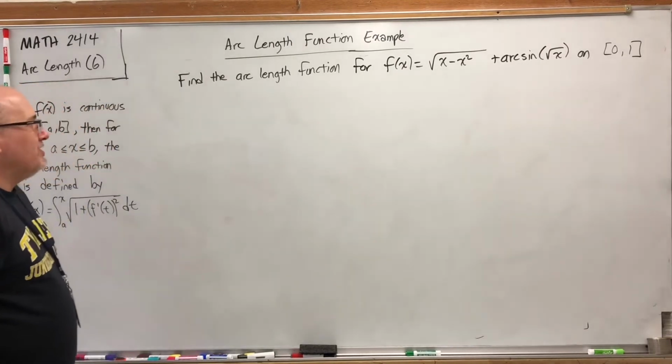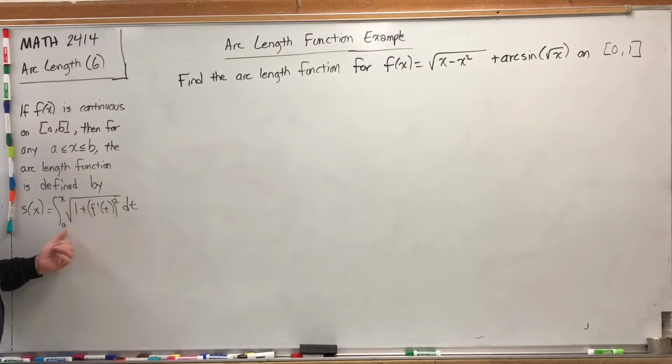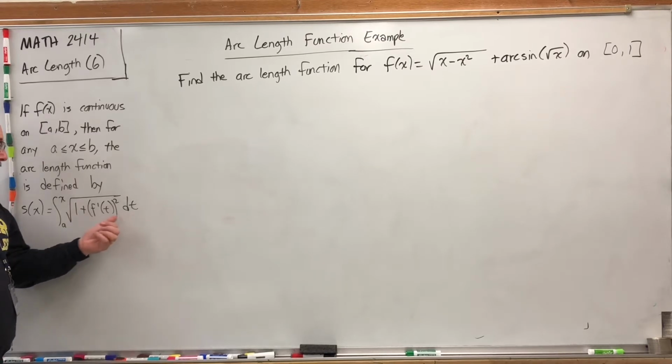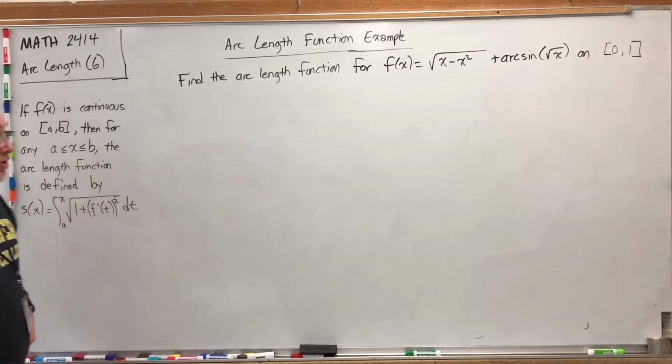All right, recall that to build an arc length function for a given function, we set up this integral from the beginning value to x of the square root of 1 plus the square of the derivative, but everything is in terms of t in the integrand, because x is being used as the upper limit of integration.